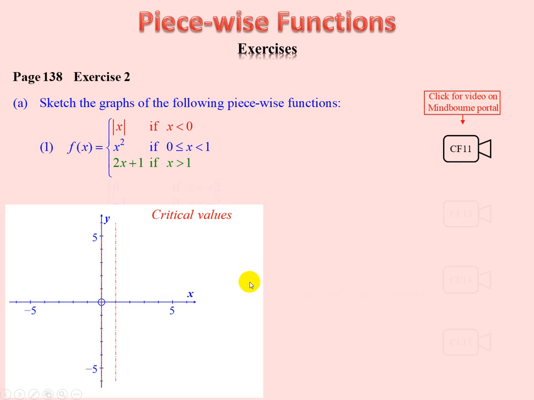Now, we're just drawing these ones. So the first thing we need to decide on is the critical values. Or we could draw the graphs first, I guess, but let's do critical values. X equals 0, x equals 1, there we are, x equals 0 on the y-axis and x equals 1. I don't need to label every single point if I've labeled the axes, so it's very clear that that's at 1.